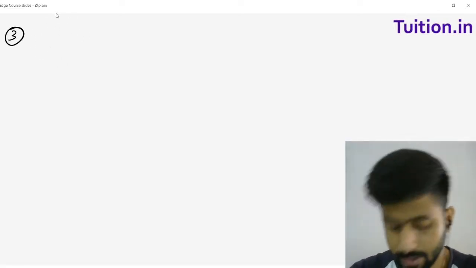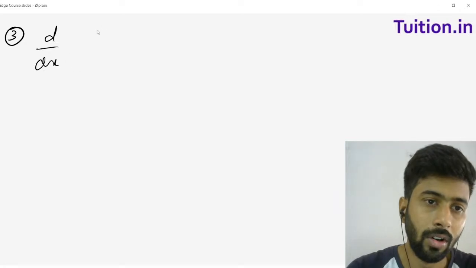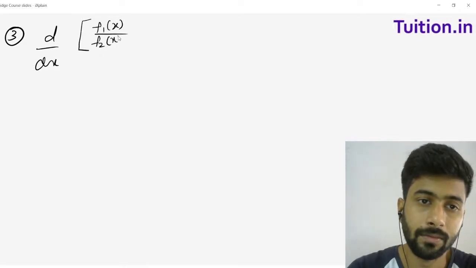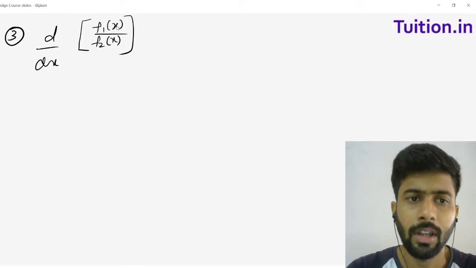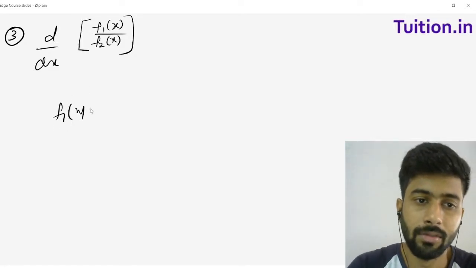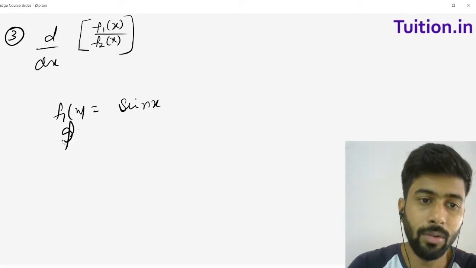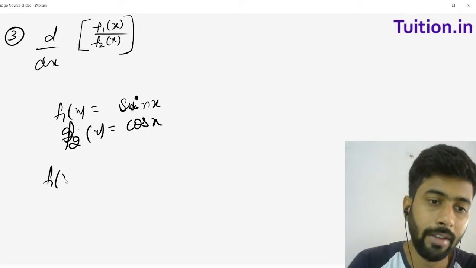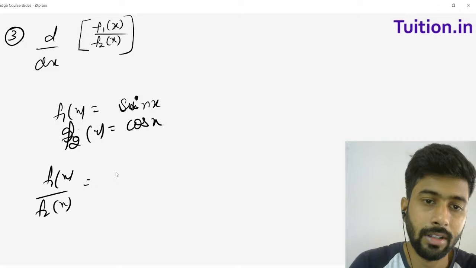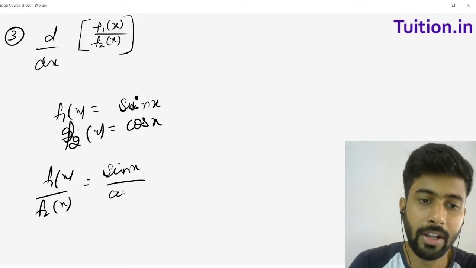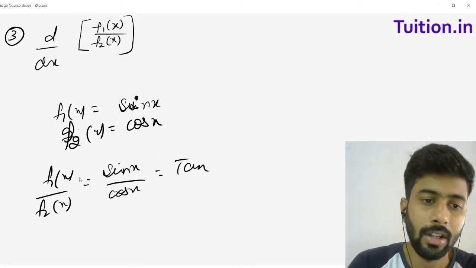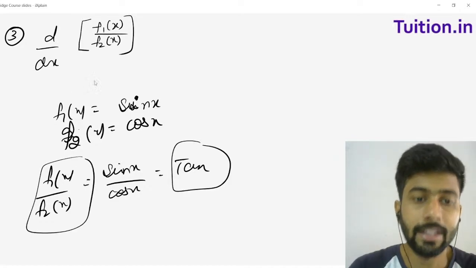How do you do this? D by dx of the ratio of two functions. What does this mean? f1x is a function which is like sin x. f2x is a function, let's say it is cos x. It is sin x by cos x. f1x by f2x, what function is this? Sin x by cos x is nothing but tan x. So f1x by f2x is tan x in this example.